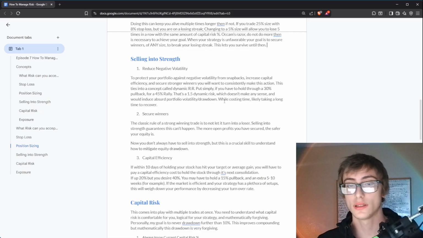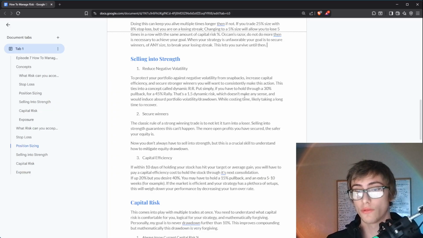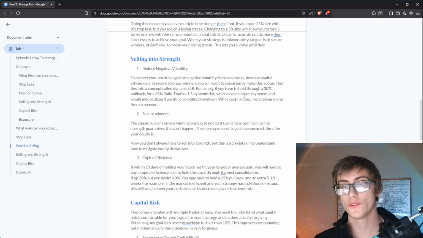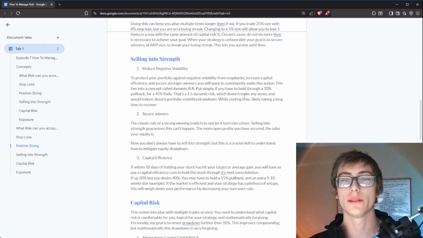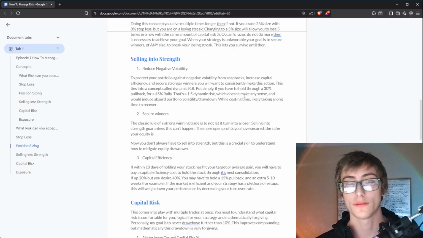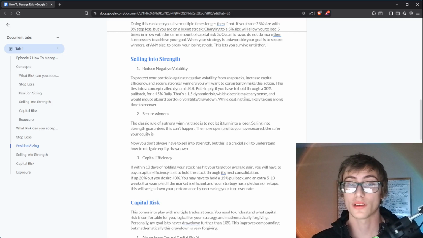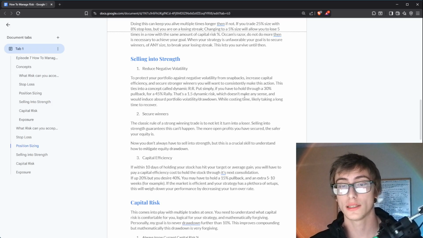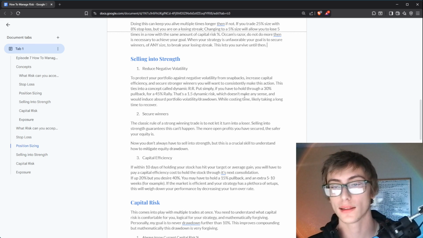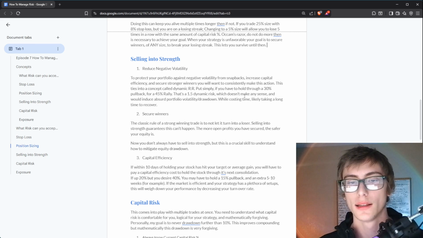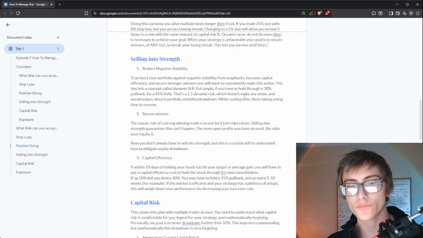This ties into a concept called dynamic risk to reward. To put it simply, if you have to hold through a 30% pullback for a 5% rally, that's a 1.5 dynamic risk, which doesn't make much sense and would induce absurd portfolio volatility and drawdown while costing time, likely taking a long time to recover, right?